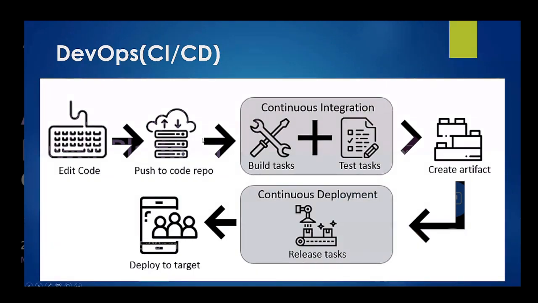In this pictorial representation, we edit the code in Visual Studio and push it to the code repository. In the continuous integration task, we build the solution and run all the test tasks. Once this succeeds, all the components are moved to the artifacts repository. Once the build succeeds, the release triggers and continuous deployment starts. It picks the solution from the artifacts instance and deploys it into our target instances. This is the typical step-by-step flow diagram of the DevOps process.